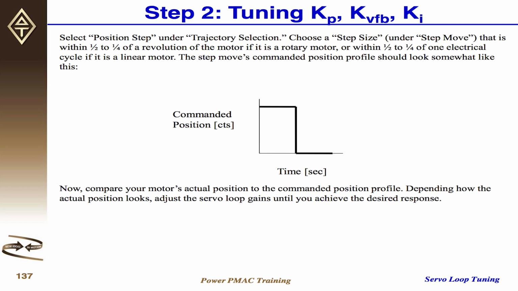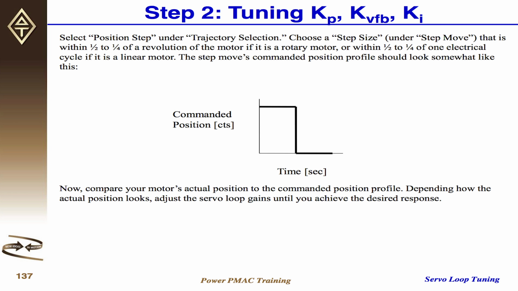So your step move will look like this diagram, where we have an instantaneous commanded position that you specify in the move size. Then your motor will attempt to reach that target as quickly as possible, and then it goes back to the starting point of your move. The vertical axis is commanded position, and the horizontal axis is time. As you're going through the tuning exercises, and then subsequently tuning your actual machines, you'll be modifying gains and then comparing the actual position response to these diagrams.